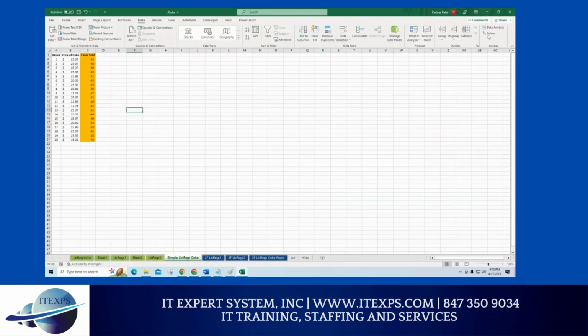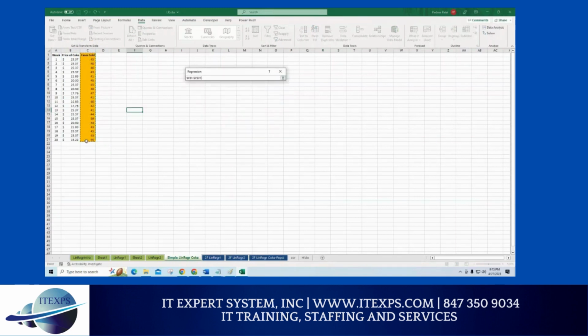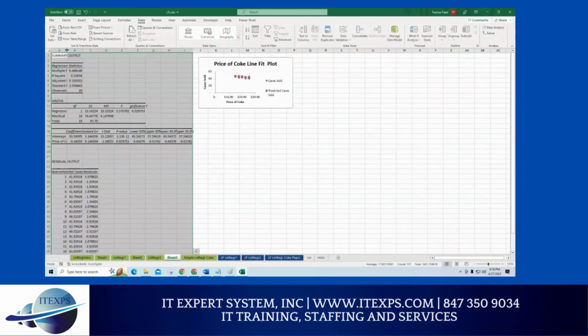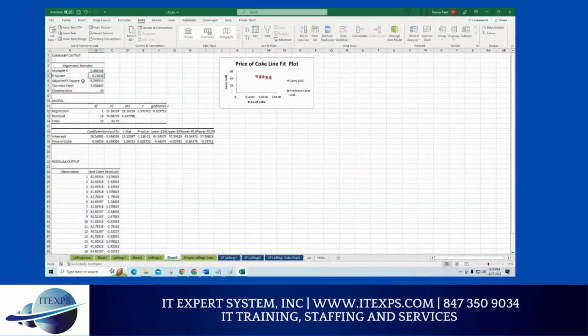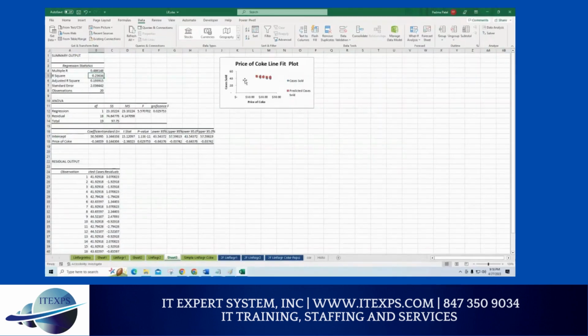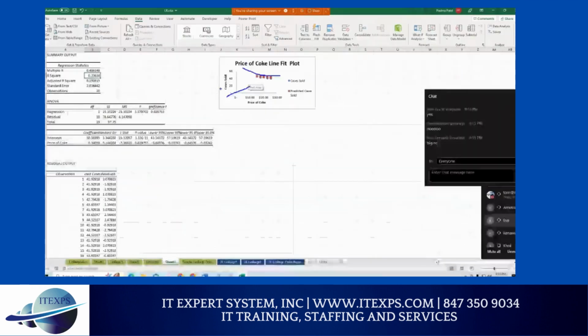So now check it out. Data analysis, regression. I'm deleting this thing. Simple, easy, powerful. So here I select case sold and I select the price of Coke. And when I do OK, I look for R square. And R square says that this is 0.2, means no relationship. You will see that the data is not even going from origin, rather it's going like this. So this is no relationship.